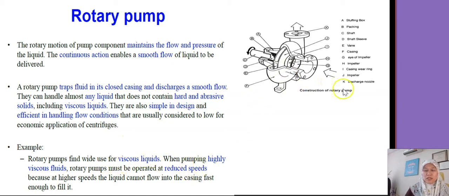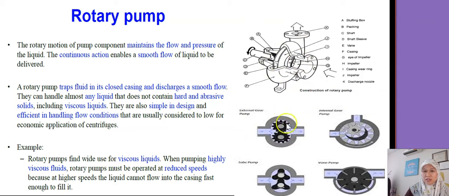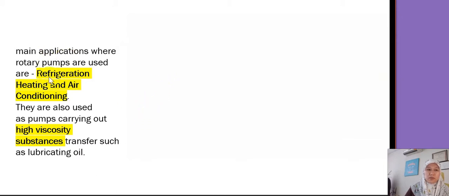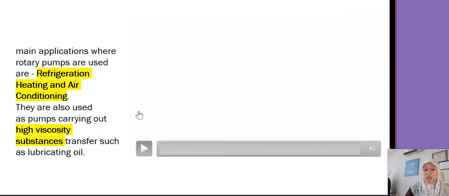Usually there is an inlet and an outlet, and they have gears inside. So the movement or the rotation will cause the fluid to flow in and out. They have a few types under the rotary pump. We will see this further. Let's look at the rotary pump application in refrigeration, heating and air conditioning, and for high viscosity substance transfer, such as lubricating oil.